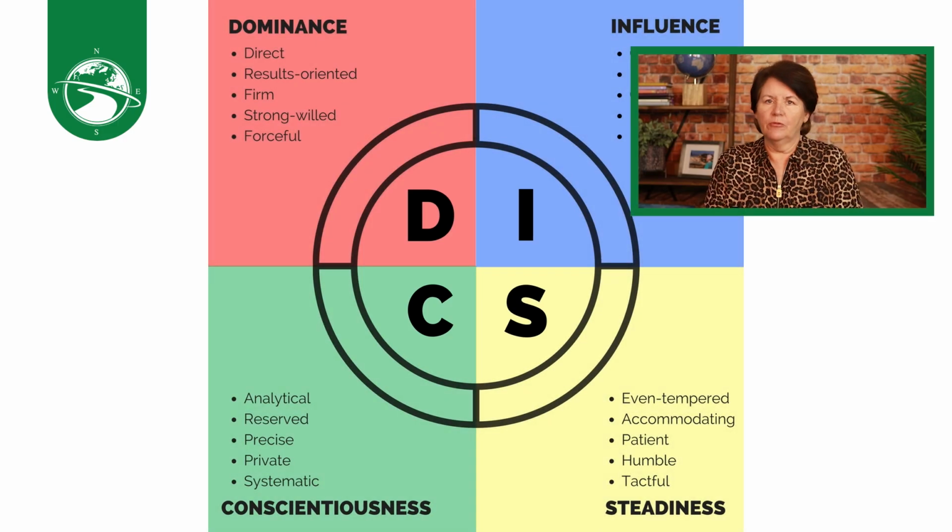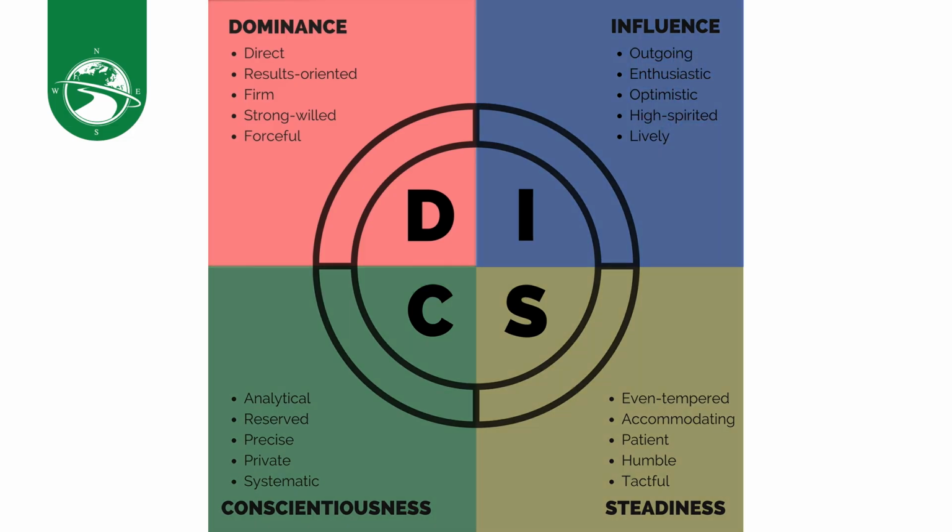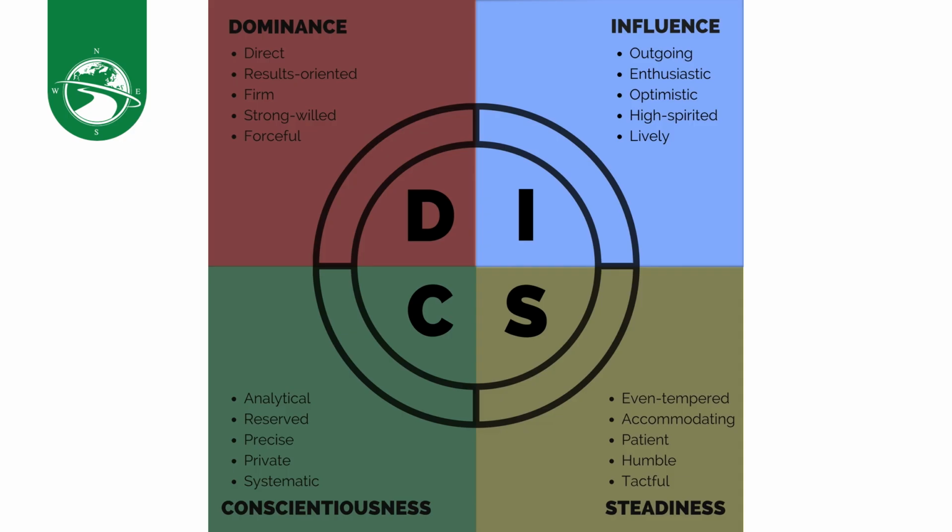And you're going to see some of the same similar characteristics of what I mentioned, but let's just go through it. They just have different titles, different names for it. So the D is the director, is called dominance in this model. So results-oriented, strong-willed, forceful. The I, this would be the promoter. Okay, this is the promoter person, the socializer. So outgoing, enthusiastic, optimistic, highly spirited, and lively.